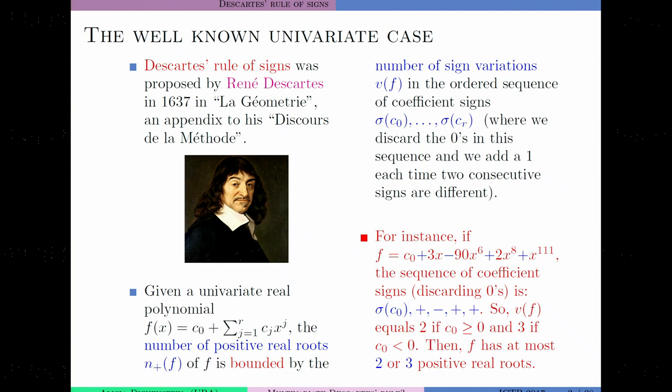This means for each of these numbers, I take the sign. For instance, in this case, c0 has some sign. This 3 is positive, minus 90 is negative, 2 is positive, and 1 is positive. So this would be my list of signs. So I order the monomials, I put here the list of signs, and I count each time there is a sign change. From here to here is plus plus, I don't count. Here is one variation. And here it depends on the sign of c sub zero. So there could be 2 or at most 3 jumps.